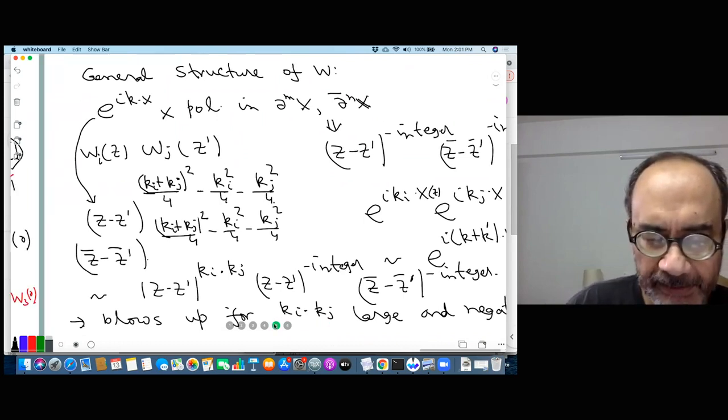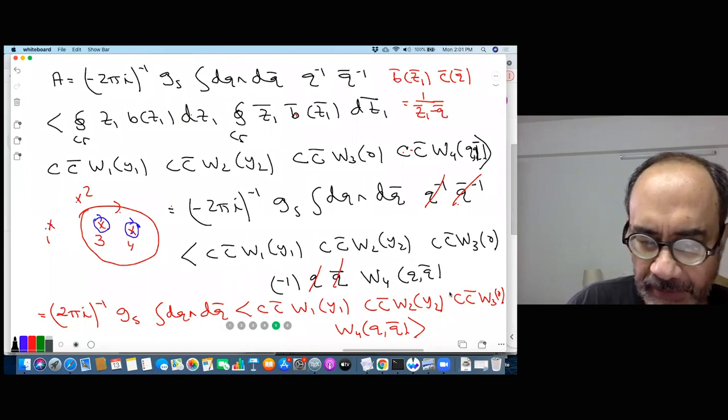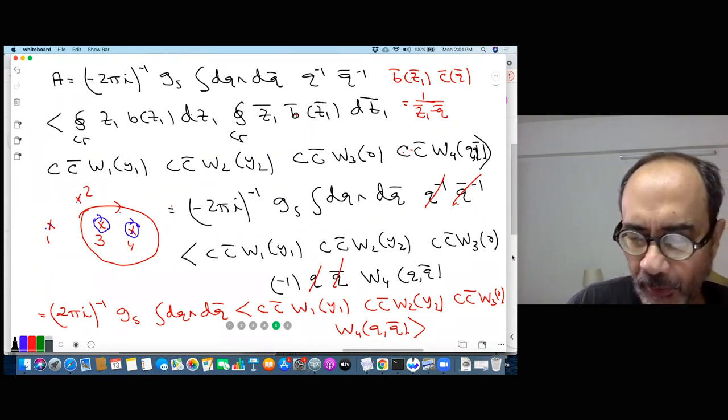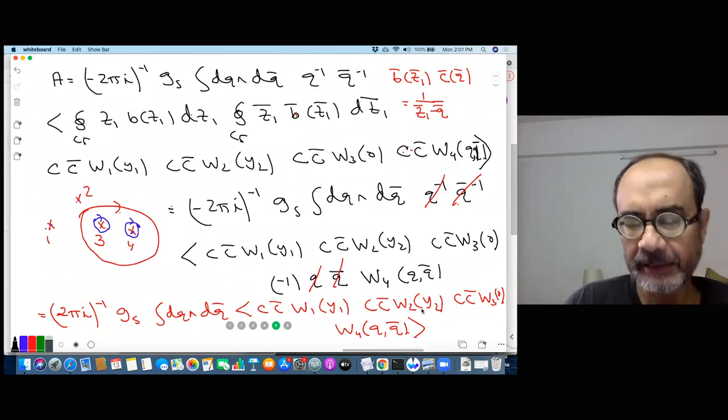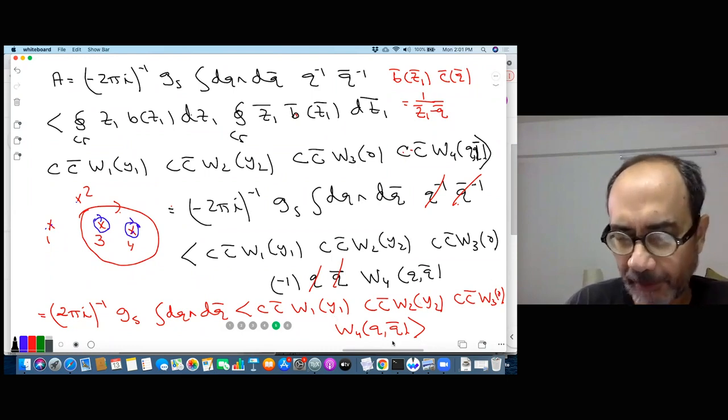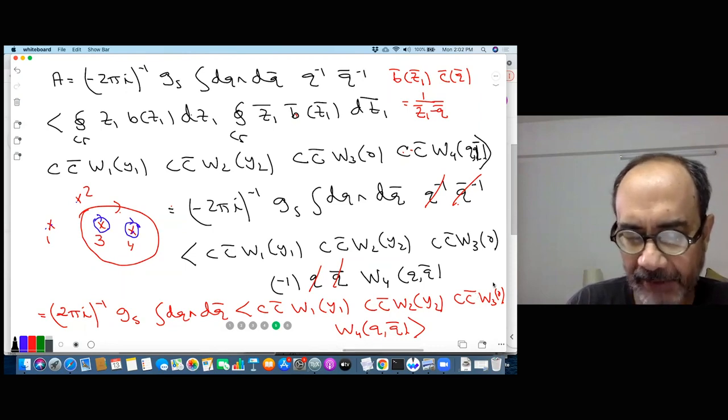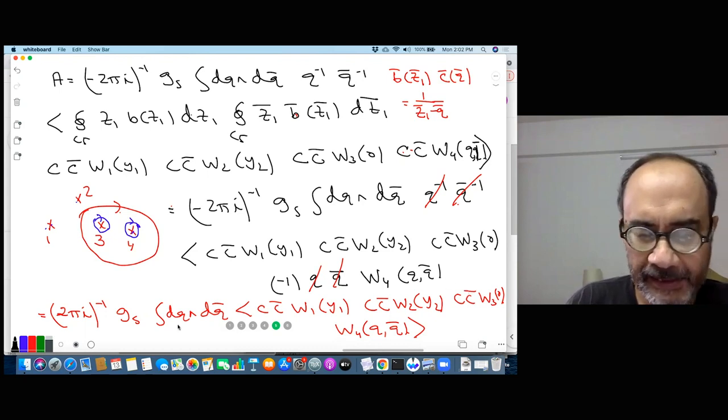Okay. So which means that this integral that you see here, for example, this one will blow up as q goes to 0, if k3 dot k4 is sufficiently negative. Similarly, there will be divergences here and here, but let's just focus on the q goes to 0 region now. So as these two points approach each other, 3 and 4, there is a divergence. So this integral will become divergent.